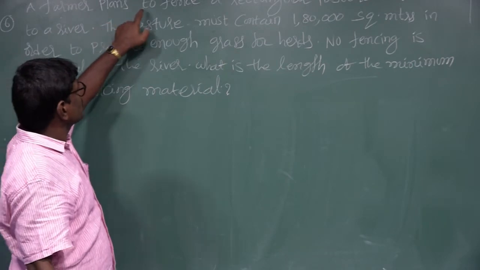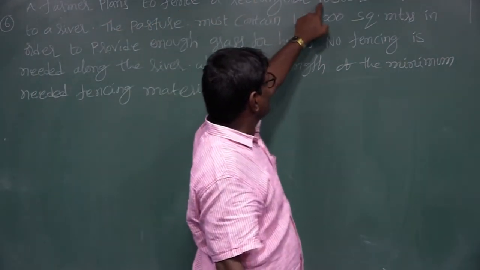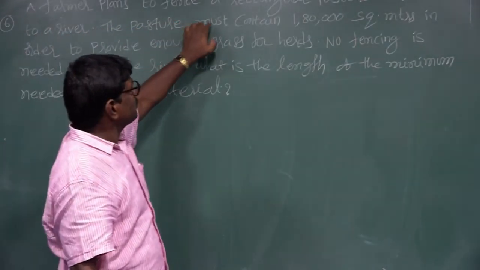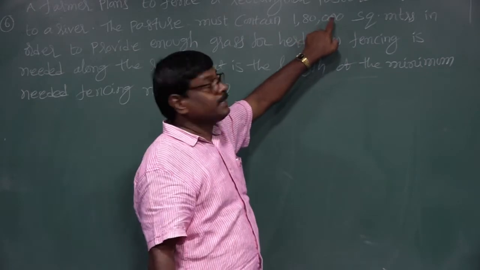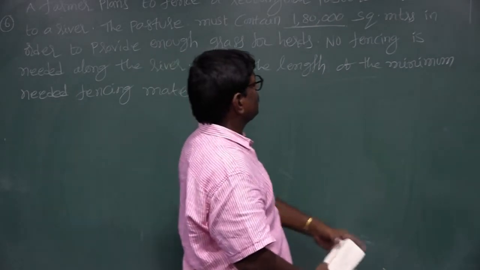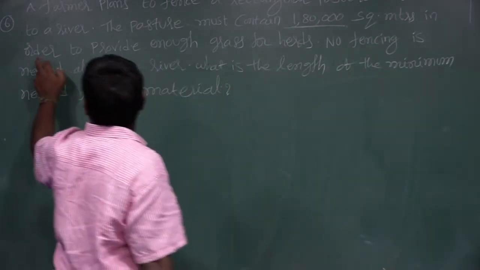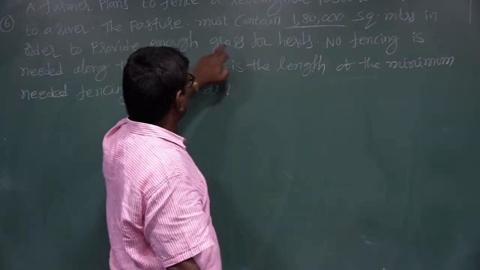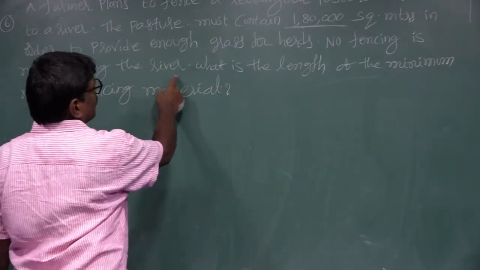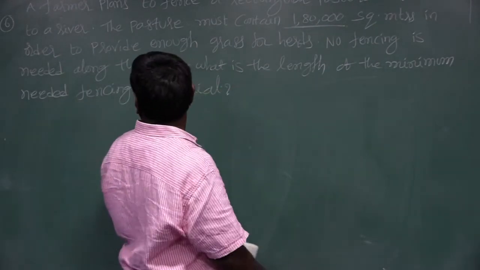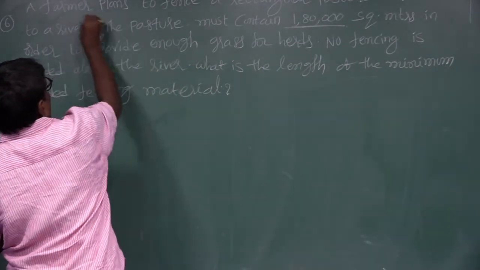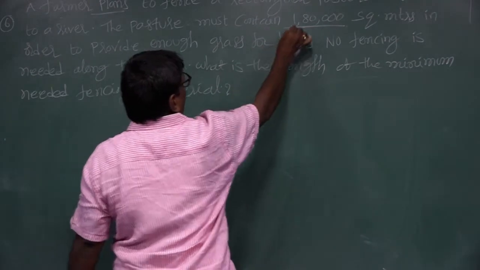Next one, sixth problem. A farmer plans to fence a rectangular pasture adjacent to a river. The pasture must contain 1,80,000 square meters, to provide enough grass. No fencing is needed along the river. What is the minimum length of fencing material needed?